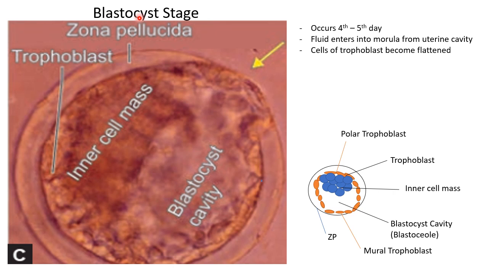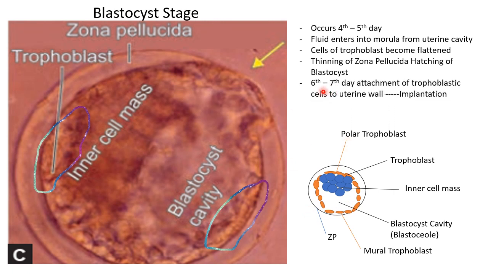So when it reaches the uterine cavity, there is thinning of the zona pellucida. This zona pellucida starts to degenerate, and it allows the trophoblastic cells to attach themselves to the uterine wall. Okay, so this occurs on the 6th to 7th day of what? Of gestation. So in short, implantation occurs on the 6th to 7th day. Alright, I hope that makes sense.